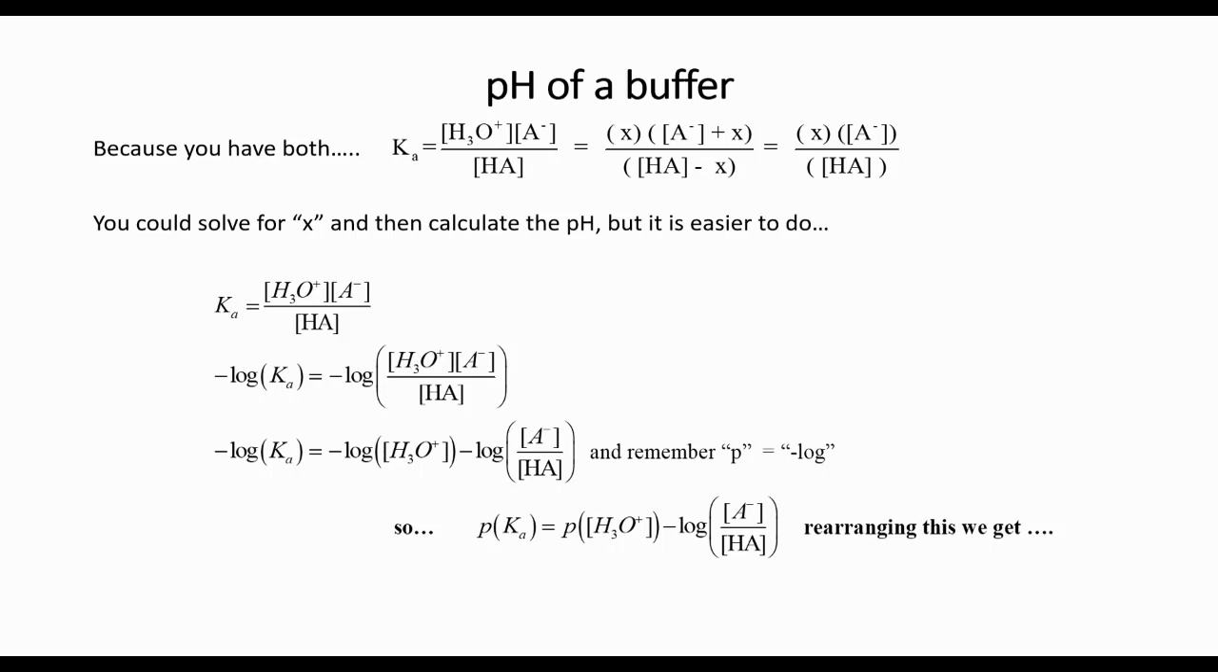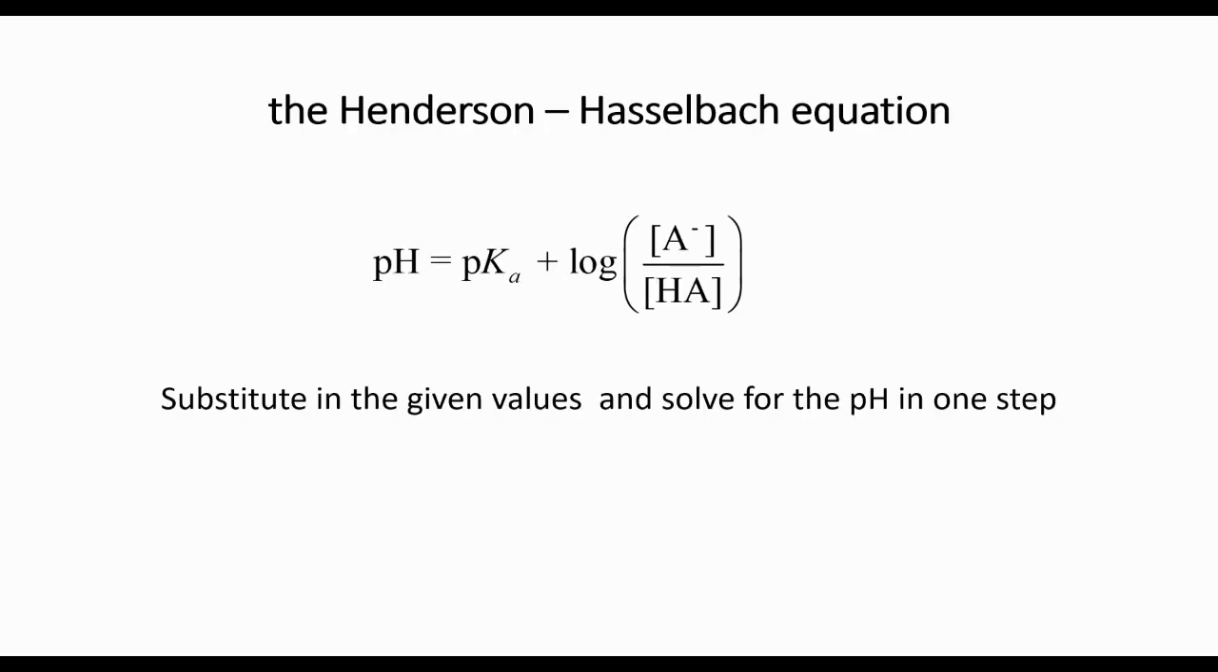Okay, rearrange that. We get what we call the Henderson-Hasselbalch equation. pH is pKa plus the log of the ratio of conjugate base to conjugate acid. To calculate the pH of a buffer, you just need to sub in your value of Ka and the concentrations of your conjugate base and your acid. If that's what you've got, then that's all you have to do.